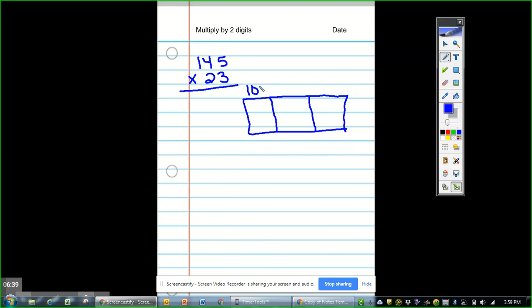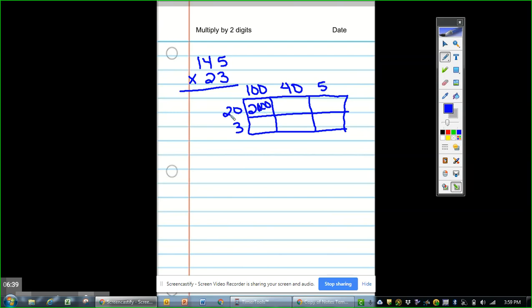I'm just going to multiply. I'm going to decompose 145 into 100, 40, and 5. And then I'm going to decompose 23 into 20 and 3. Now, what's next? Got it. Multiply. 2 times 1, 2. I should say 2,000 in there.